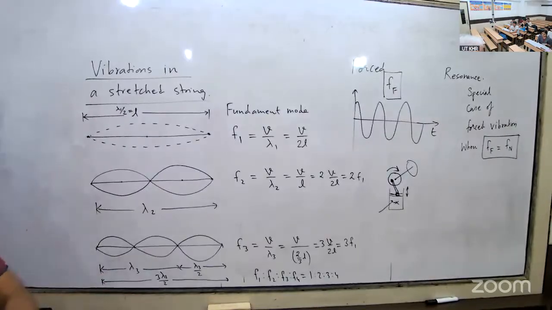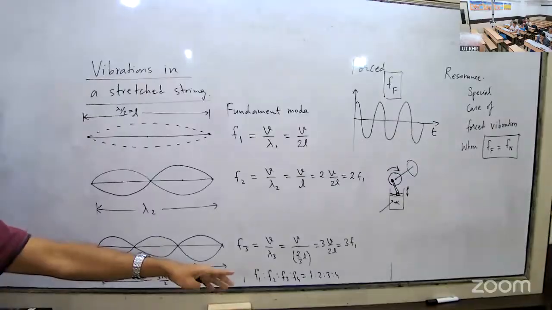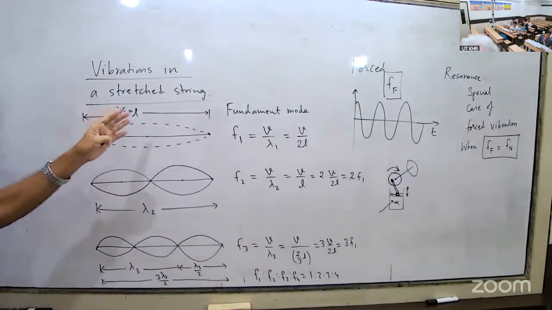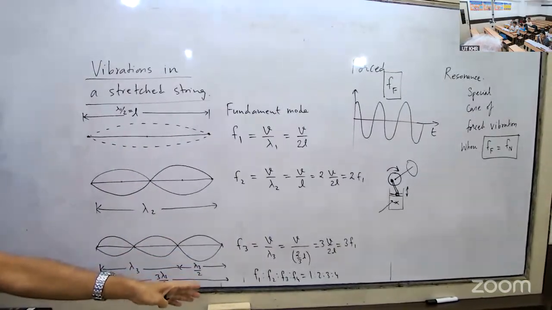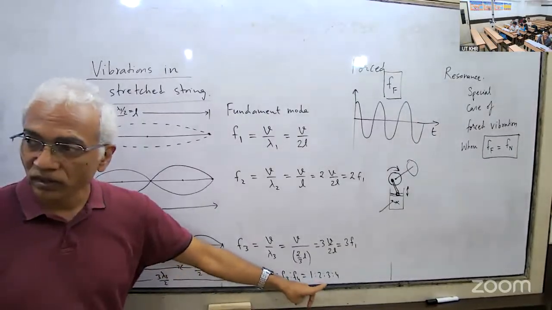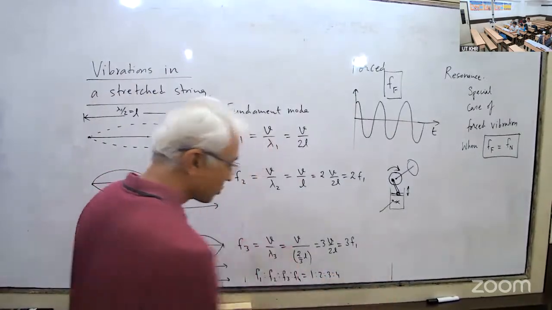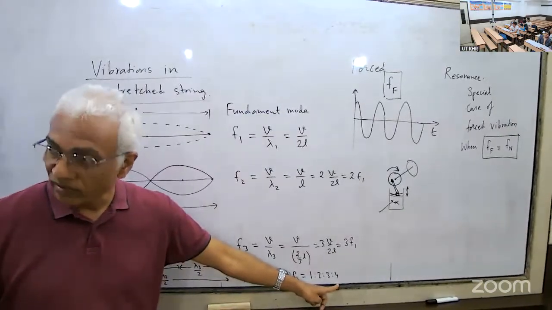In case of a stretched string, the frequencies produced are in the ratio of 1:2:3:4. Means both odd and even harmonics are present. Is that clear? All frequencies. These are called odd frequencies: 1, 3, 5. And even is also present: 2, 4. This is present.